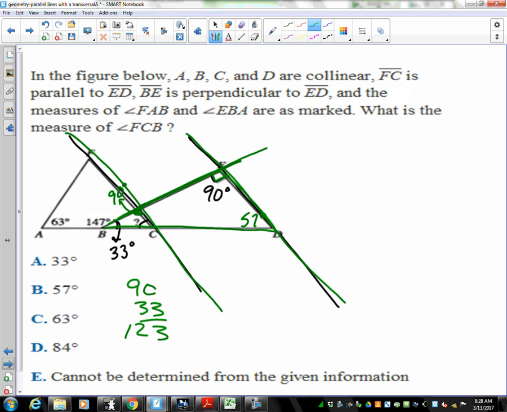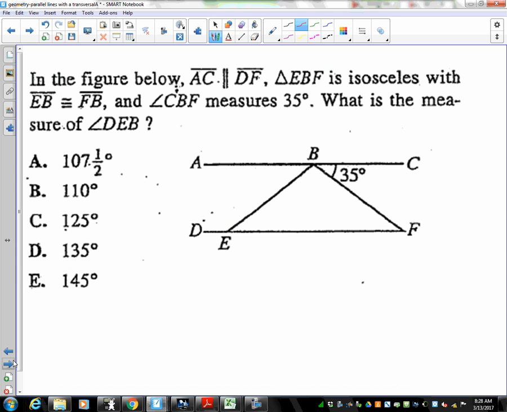Notice I could have done this. The picture's kind of getting sloppy here, but just go with me. This angle and this angle, they're formed by parallel lines and a different transversal right here, but those would be corresponding. So they would be congruent. So that angle would be 57 degrees there.